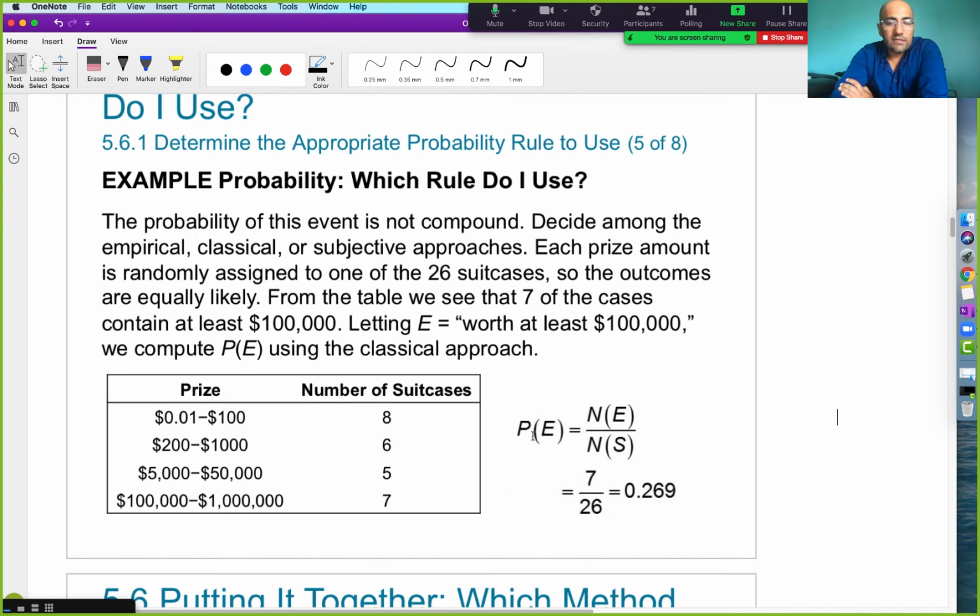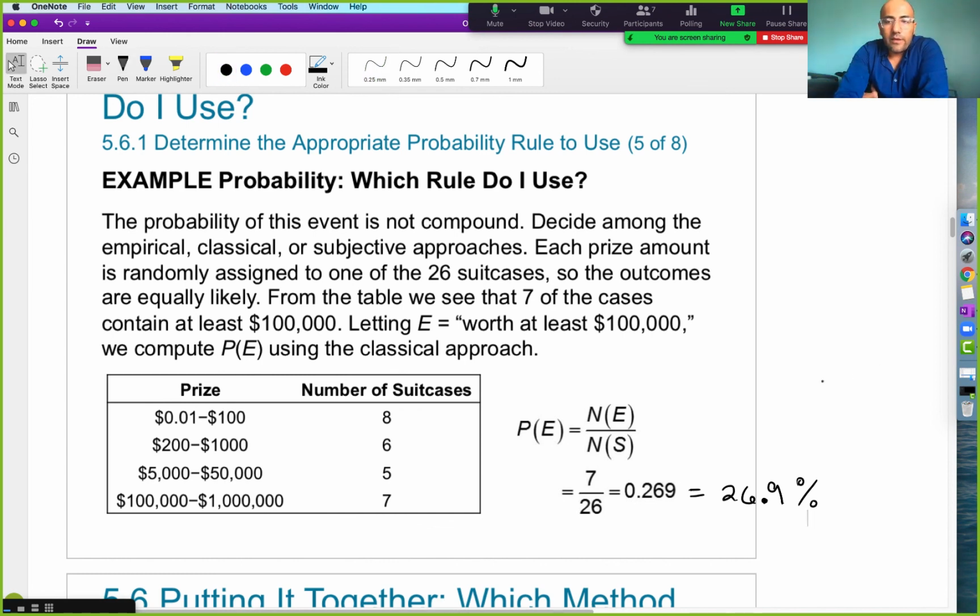Right? So again, this notation, the probability of event E is equal to the number of outcomes of event E divided by the total number of outcomes in our sample space, of which there are 26. So 7 out of 26, which divides into 0.269, which can be rewritten as 26.9%.